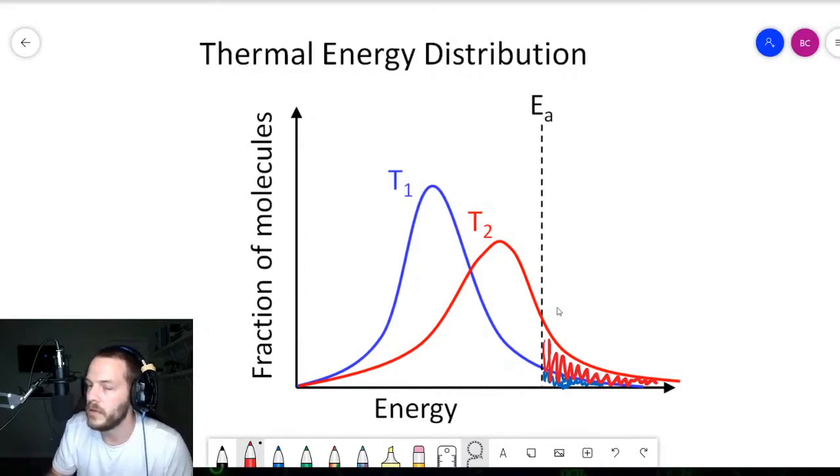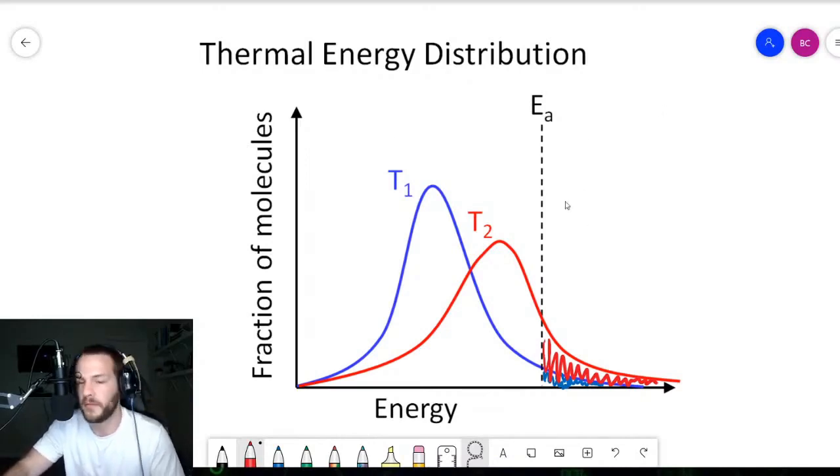And so we can see using this graphic representation that even a small change in temperature, rather, results in a pretty profound difference in the reaction rate, because it results in a profound difference in the fraction of molecules that have enough energy to overcome the activation barrier.